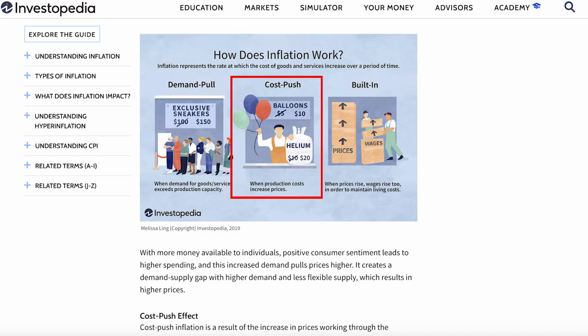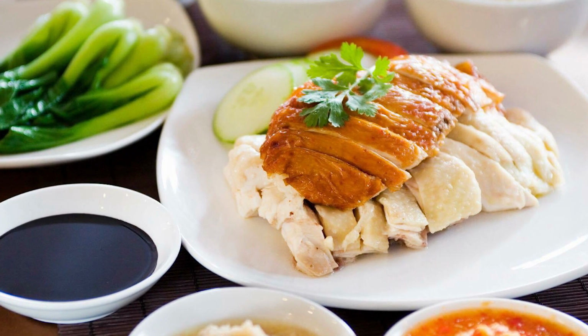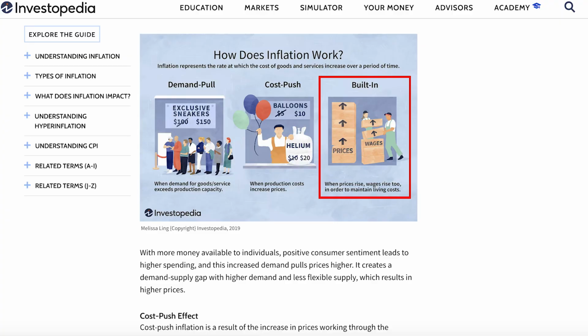Cost push inflation is when production costs increase prices. So in our chicken rice example, let's say cucumbers cost more, chili costs more, chicken costs more, and rice costs more, then there's a high probability that the chicken rice sellers are going to increase their prices. It doesn't make sense from a business perspective for them to absorb these costs. And built-in inflation is when everything increases and your salary has to increase in order to meet basic necessities.